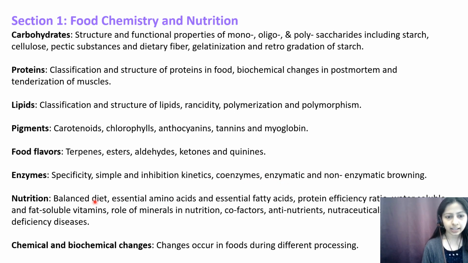Okay, next, nutrition. Balanced diet and essential amino acids, non-essential amino acids, these are important. Then protein efficiency ratios, water soluble, fat soluble, roles of minerals in nutrition, cofactors, anti-nutritional, nutraceuticals, deficiency diseases and biochemical and chemical changes which occur during different processings. In short, macro and micronutrients in foods and food nutrition, this topic has been asked.